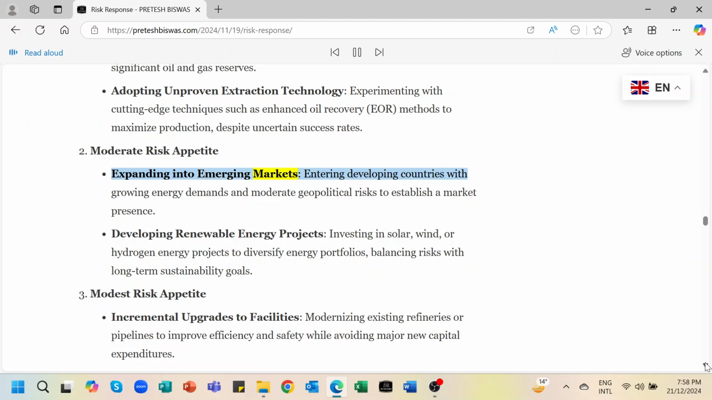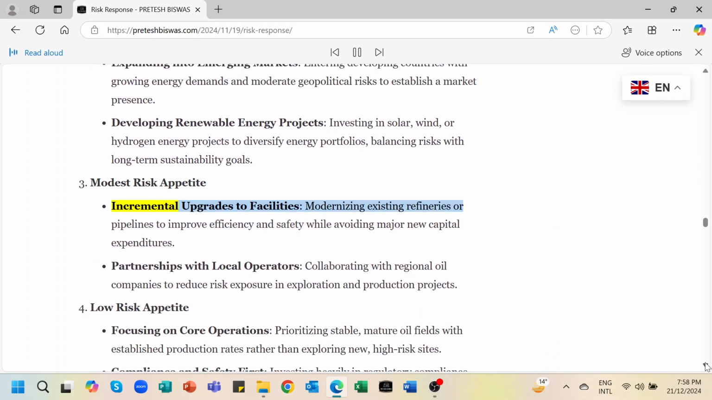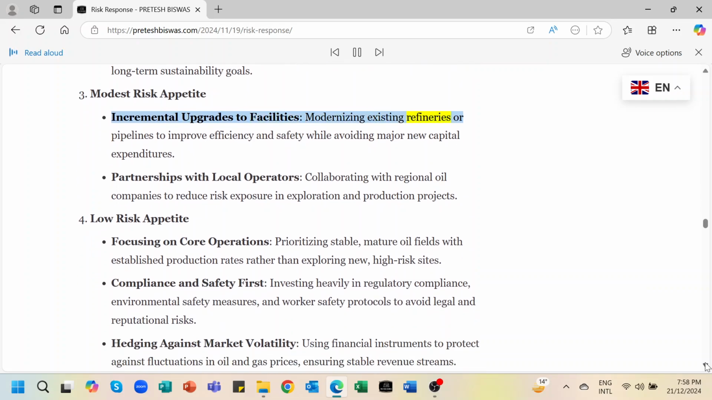Moderate risk appetite. Expanding into emerging markets. Entering developing countries with growing energy demands and moderate geopolitical risks to establish a market presence. Developing renewable energy projects. Investing in solar, wind, or hydrogen energy projects to diversify energy portfolios, balancing risks with long-term sustainability goals. Modest risk appetite. Incremental upgrades to facilities, modernizing existing refineries or pipelines to improve efficiency and safety while avoiding major new capital expenditures. Partnerships with local operators, collaborating with regional oil companies to reduce risk exposure in exploration and production projects.